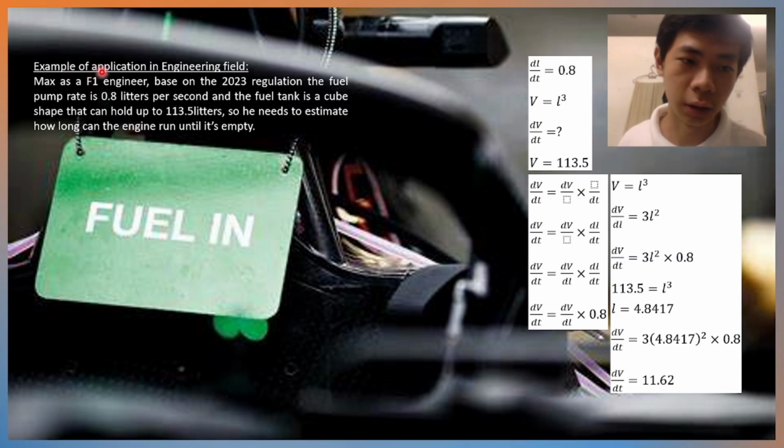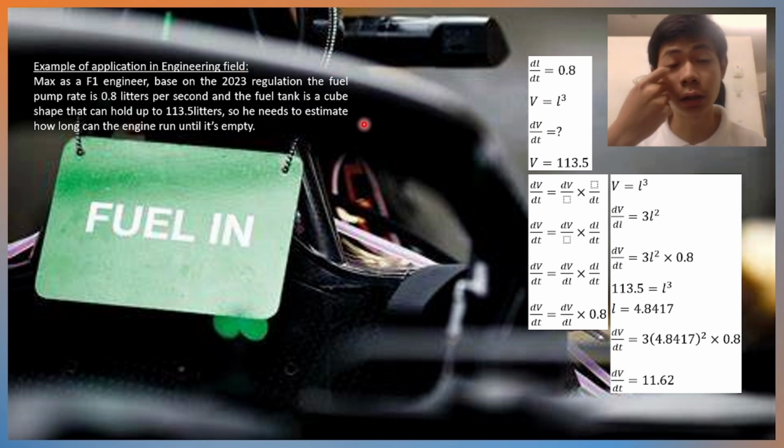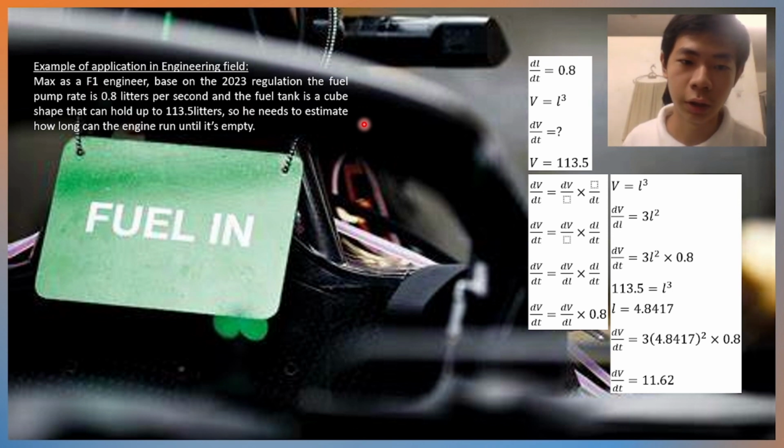For the example, Max is an F1 engineer based on FIA regulation. The fuel pump rate is 0.8 liters per second, and the fuel tank is a cube shape that can hold up to 113.5 liters. So he needs to estimate how long the engine can run. For this example question, as you can see, we are going to use the rate of change. For this technique, you need to define two equations. We only need to define one because the other one is already given, like this one, the 0.8 liters per second.